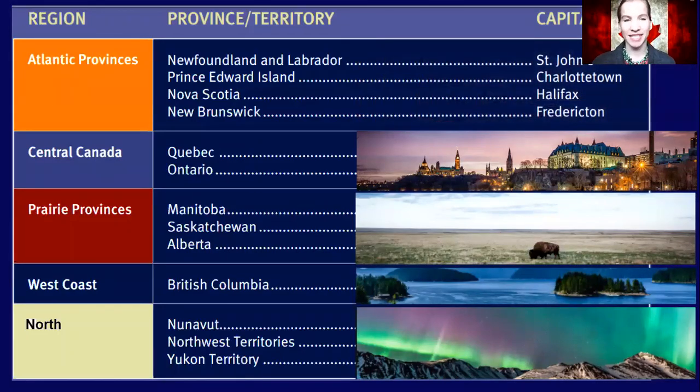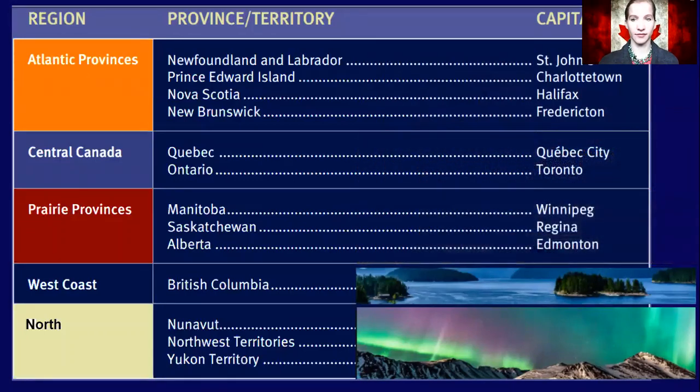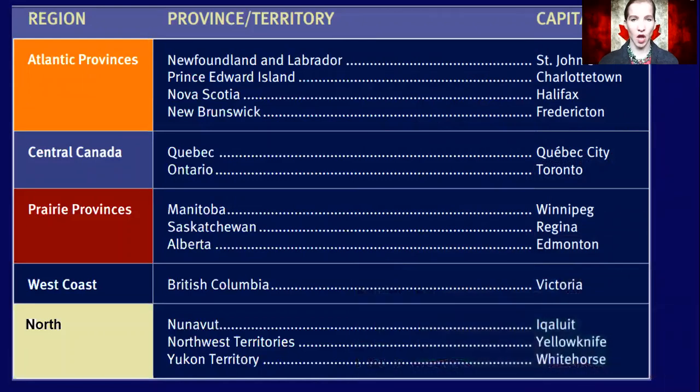So, these are the capital cities of each province. For the citizenship test, you do not need to know all of the capital cities. You just need to know your capital city. What is your capital city? I live in Saskatchewan. The capital city of my province is Regina. What is the capital city of Ontario? Toronto. What is the capital city of Nova Scotia? Halifax. Good. Today, we will not talk about all the capital cities.